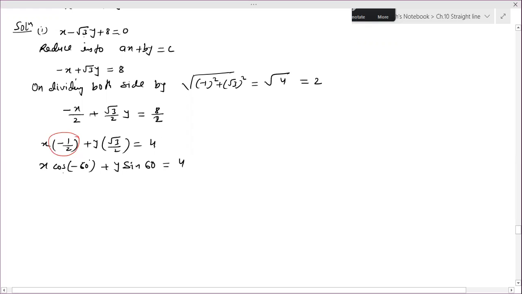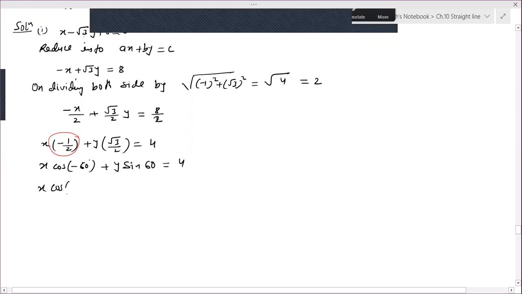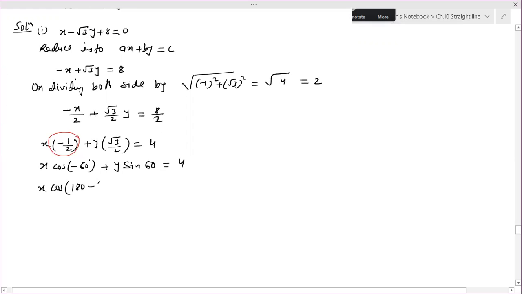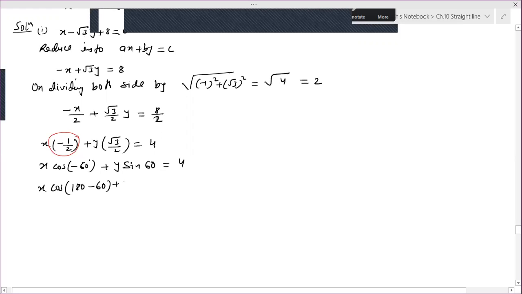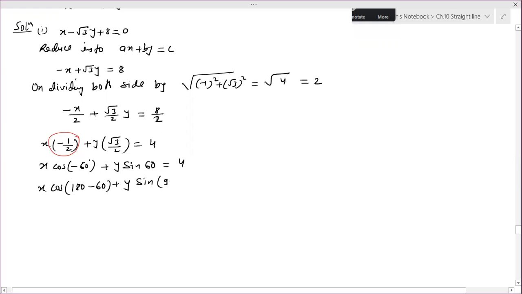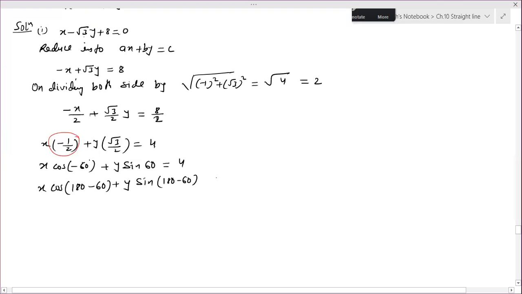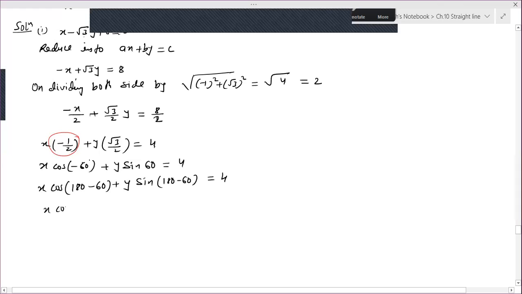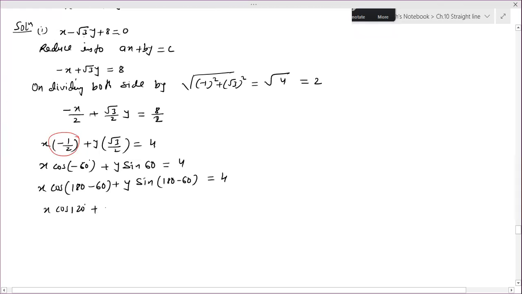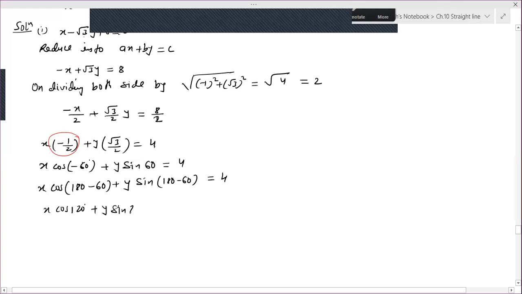Now we need cos in the negative part. So cos is negative in the second quadrant. So we can write cos of 180 minus 60 degree. And sine is also positive in the second quadrant, so we can also write sine of 180 minus 60. So only the quadrants are changing, the value will be the same. So this will be cos 120 degree plus y sine 120 degree is equal to 4.